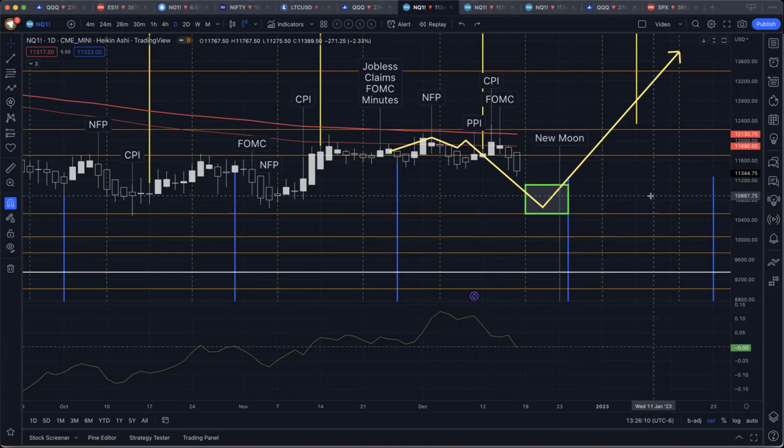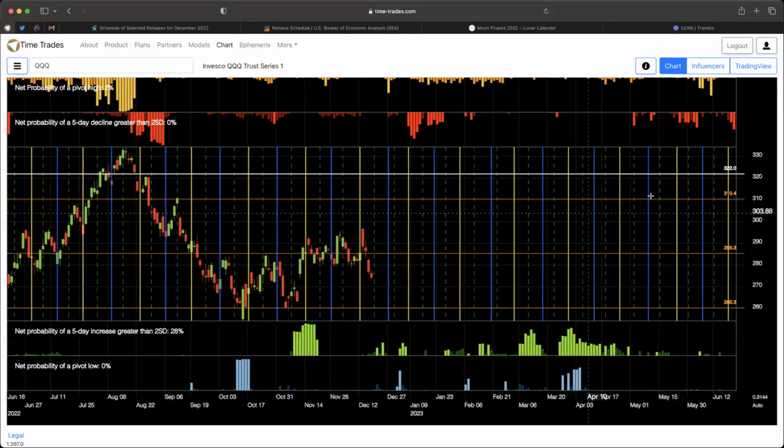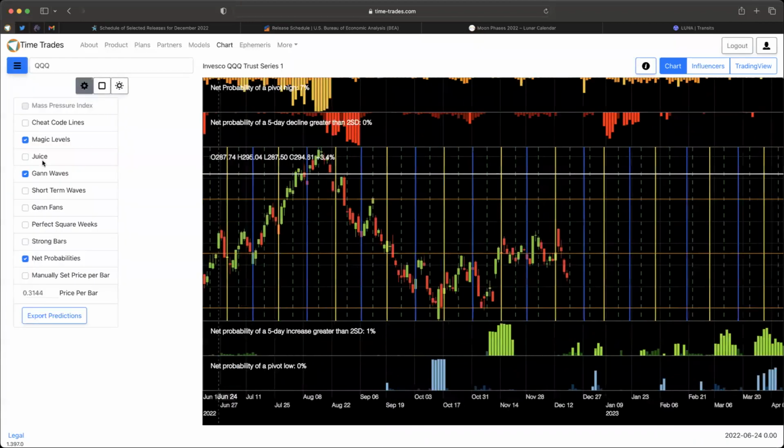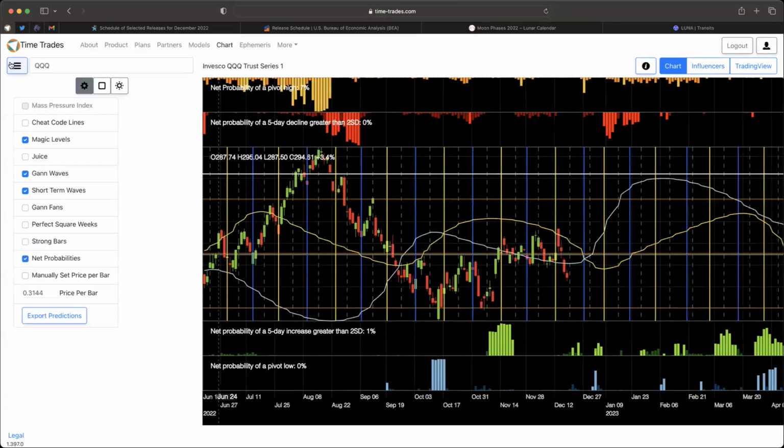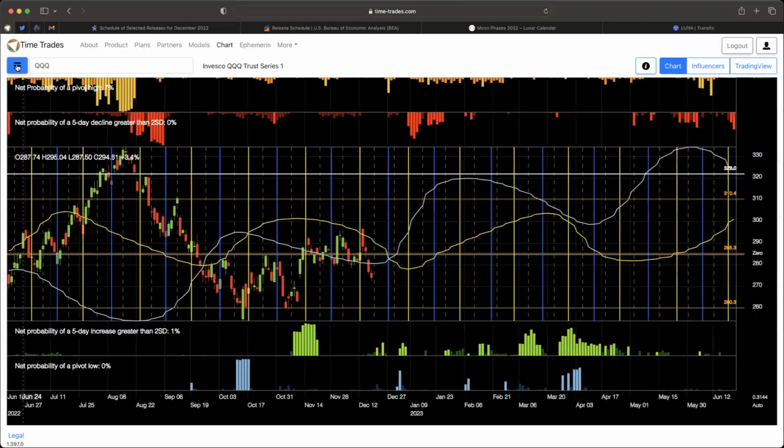We are going to take a look at the broader context of timing that we have going on right now. And let's turn on short-term waves, because that is really important. And we're going to take a look at the context of what's going on.